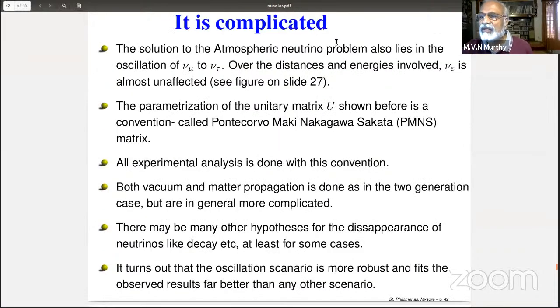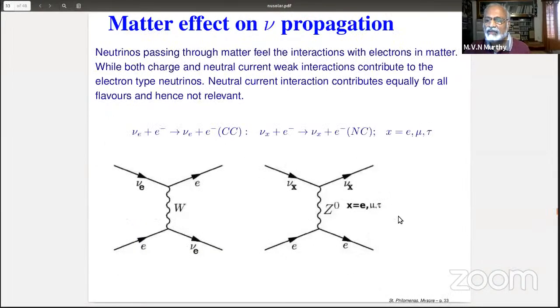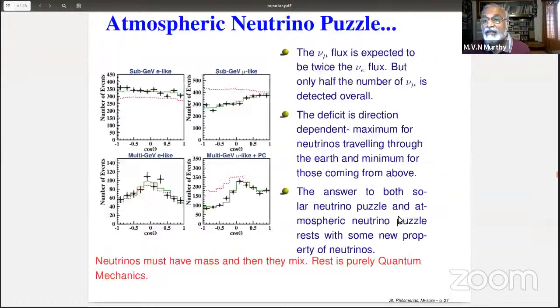The solution to the atmospheric neutrino problem also lies in the oscillation of nu mu to nu tau. Mainly, over the distances and energies involved, the electron neutrino is almost unaffected. Let me show you the slide, and this figure which I showed yesterday, but I didn't tell you what it is. If you put in this realistic three neutrino oscillation, you see the green curve. The green curve in the oscillation scenario passes through the data, and without oscillation you have this red curve. This is for the electron-like events, and this is for the muon-like events induced by muon neutrinos.